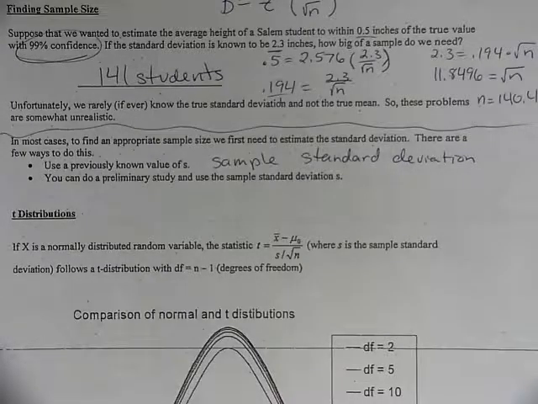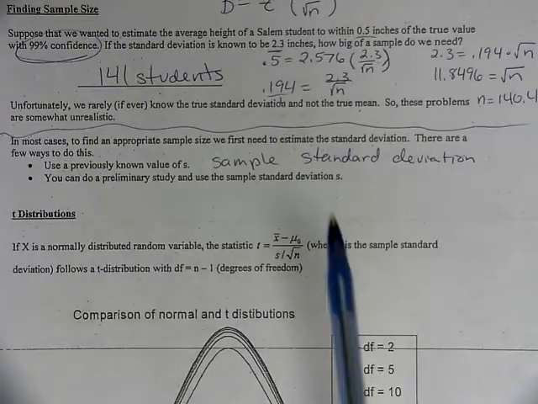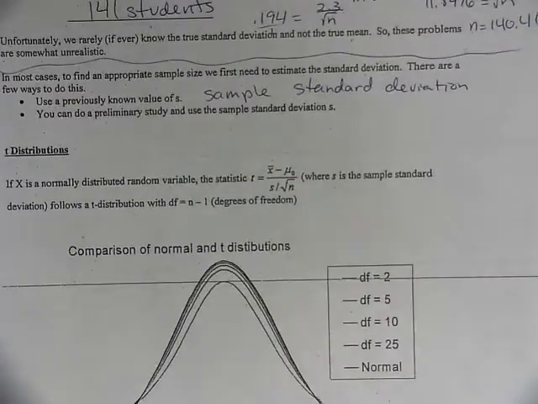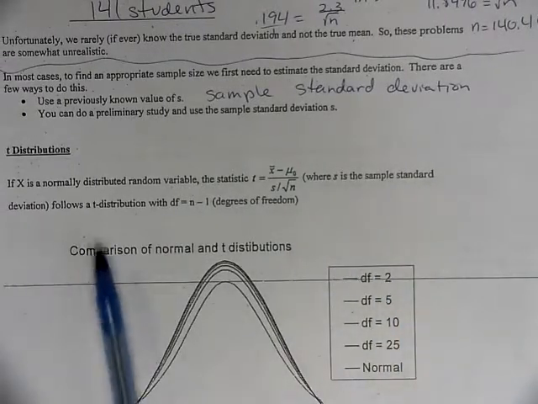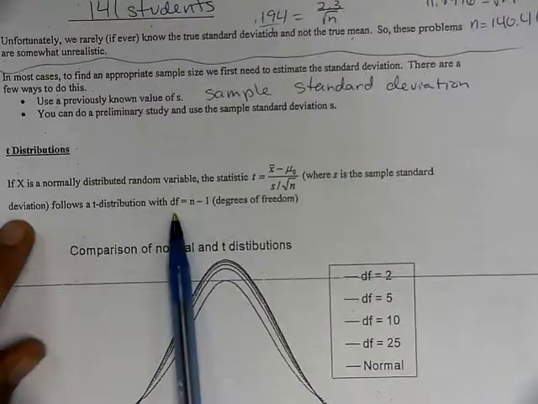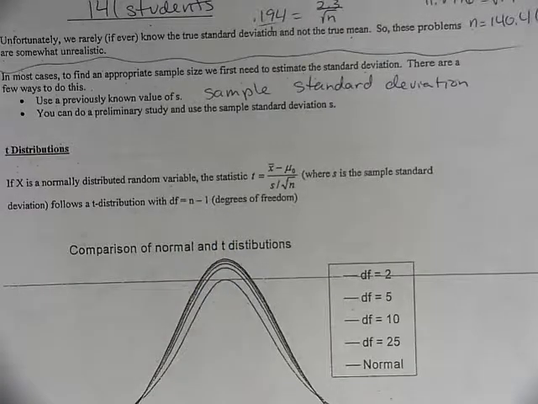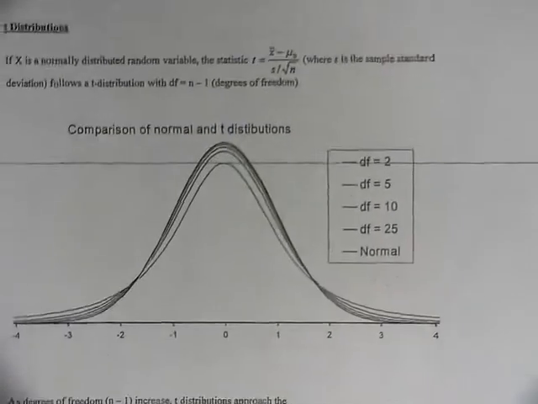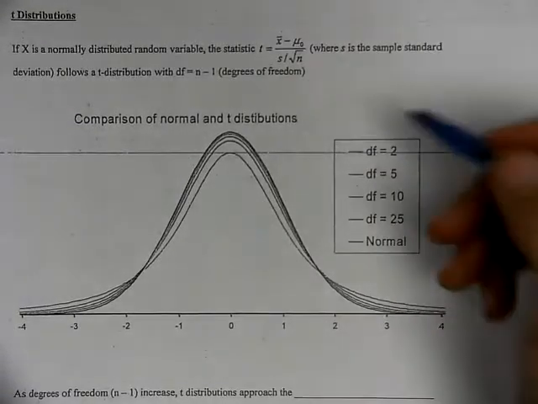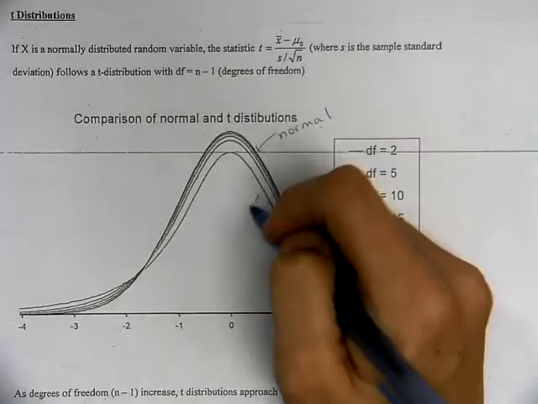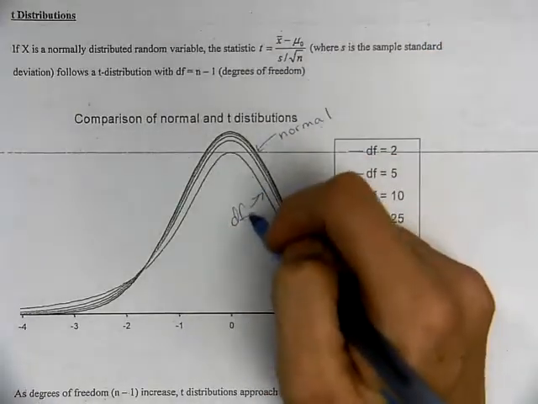So the thing is, with this, you can't use the Z distribution. So we're going to use these things called a T distribution. If X is a normal distribution with a random variable, the T test statistic uses the sample standard deviation and follows a T distribution with degrees of freedom, that DF that I've been saying ignore, of n minus 1. So kind of what happens, it's kind of hard to see with this one because it's not colored, but this top one is a normal distribution. Bottom one is degrees of freedom of 2.